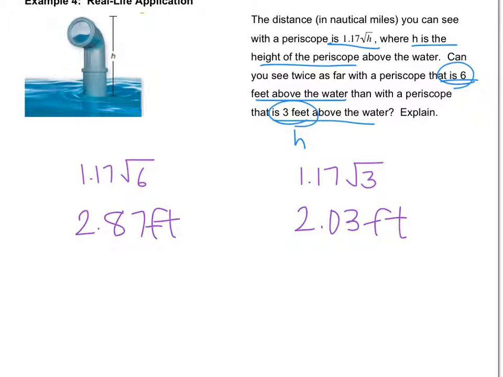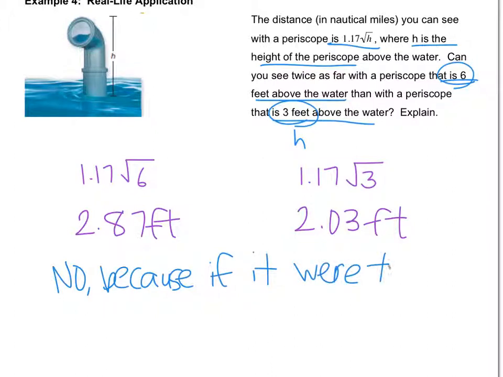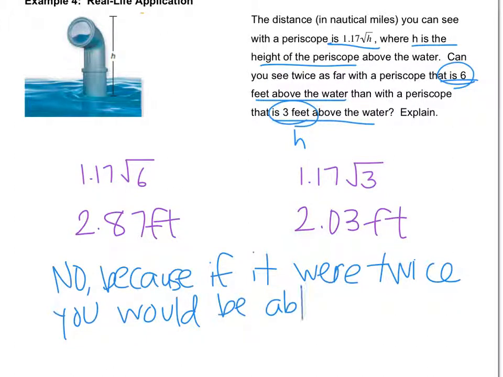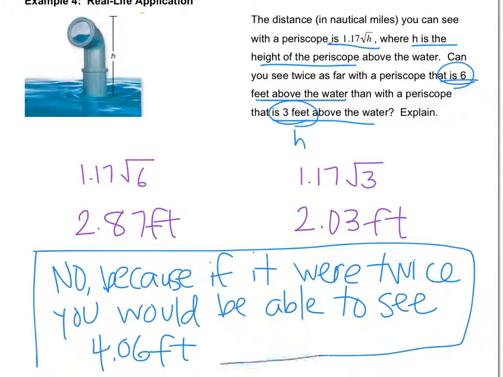So my answer is going to say, is it twice as long? No, because if it were twice as long, you would be able to see, double would be 4.06 feet. And it's only 2.87. All right, if you have any questions, write them down and ask me when you come to class.